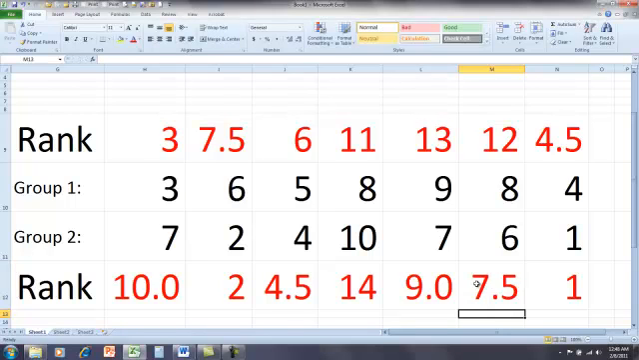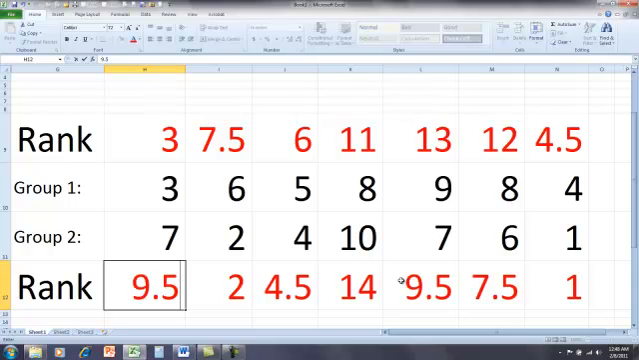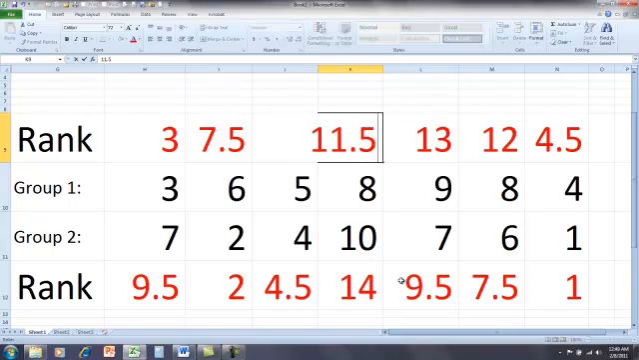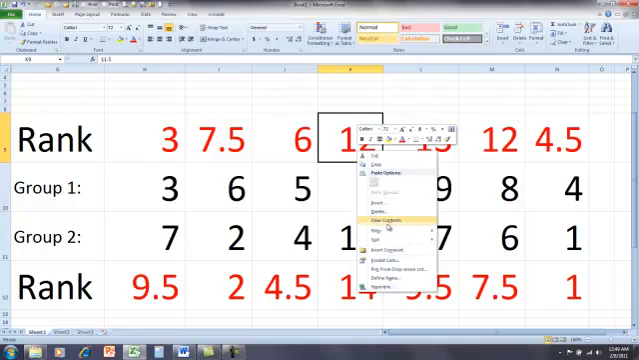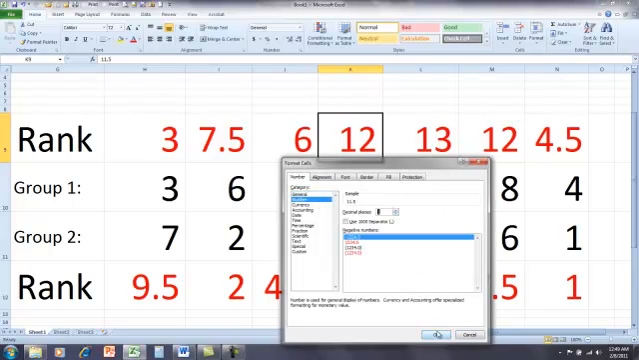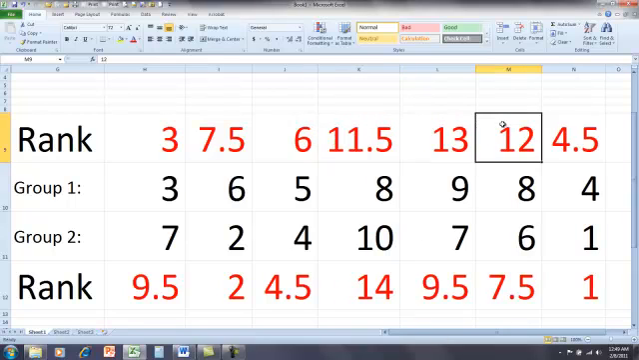And so then let's go to our 7s, 9 and 10. Have to have the same rankings. 9 plus 10 is 19. Divided by 2 is 9.5. 9.5. Then we have two 8s, 11 plus 12 is 23, divided by 2 is 11.5. And let me fix that so it looks correct. Okay, 11.5 there, 11.5 here. Same problem, let me fix that real quick.